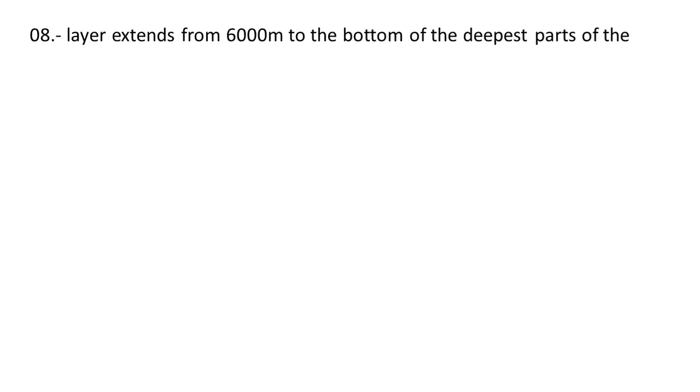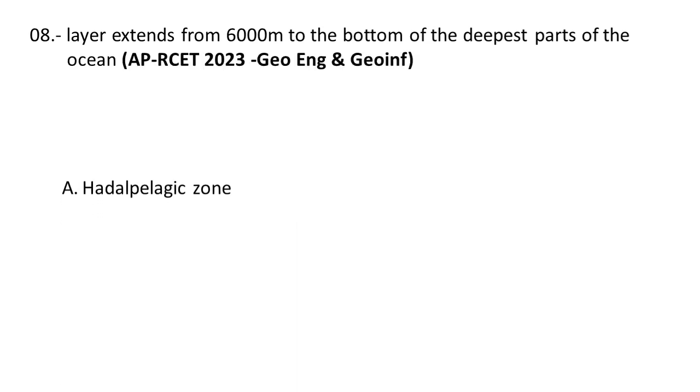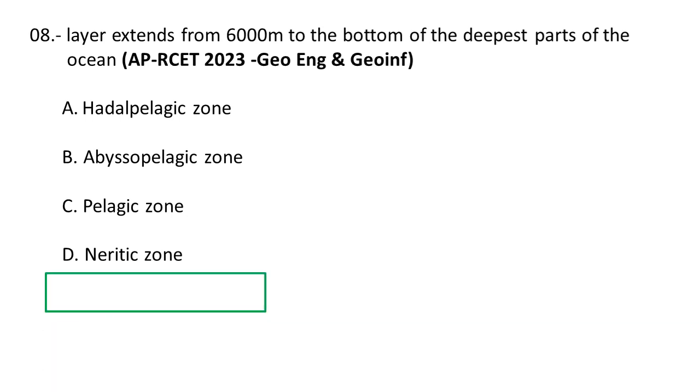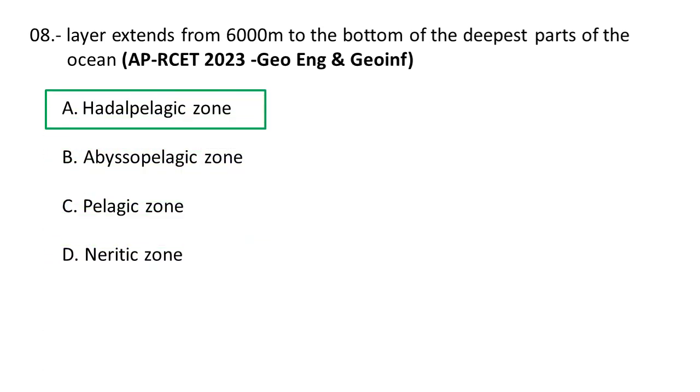Which layer extends from 6,000 meters to the bottom of the deepest parts of the ocean? The choices are A. Hadal pelagic zone, B. Abyssopelagic zone, C. Pelagic zone, and D. Neritic zone. So the correct option is Hadal pelagic zone. The Hadal pelagic zone is also known as the Hadal zone, and it is the deepest part of the ocean. This extends from 6,000 meters to 11,000 meters below sea level. So that's why A, Hadal pelagic zone, is the correct answer. Next question.